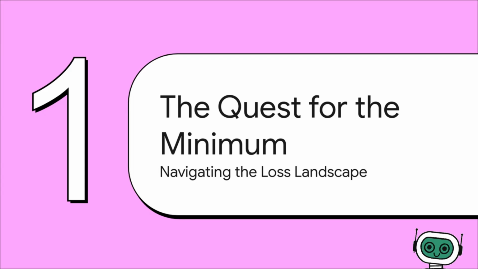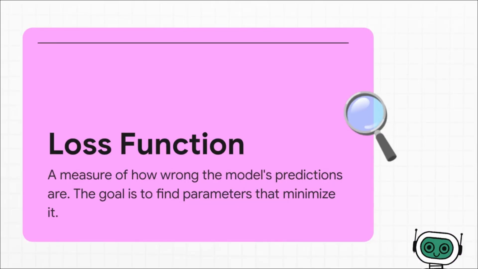This hilly terrain has a name. We call it the loss landscape. Every single spot in this landscape represents a different version of our model, and the altitude, how high up you are, tells you how wrong the model's predictions are. The formal term for that wrongness score is the loss function. The whole point of training is to find the coordinates in this landscape that give us the lowest possible loss. So, the real question is, how do we navigate this landscape when we're blindfolded?